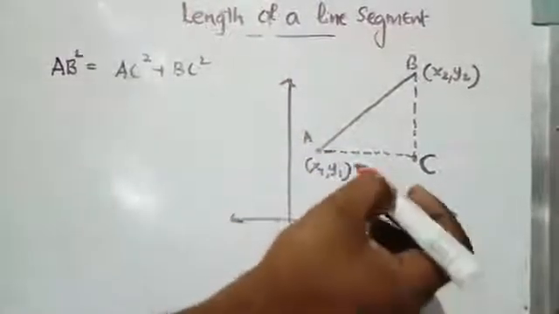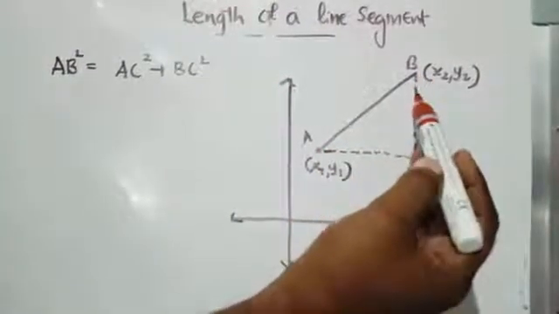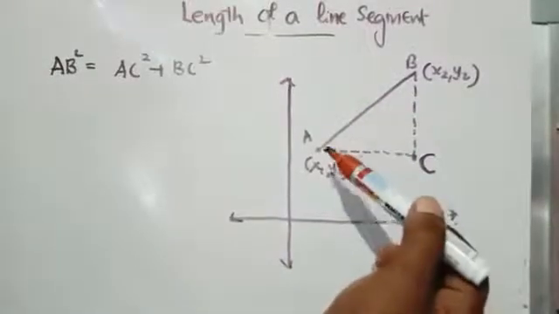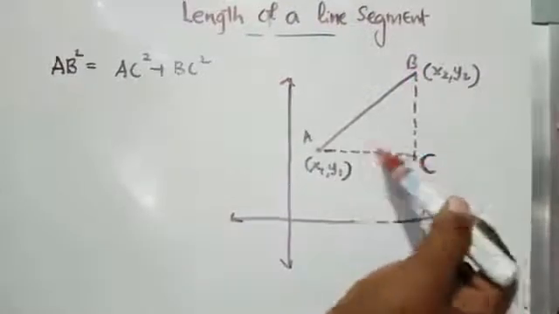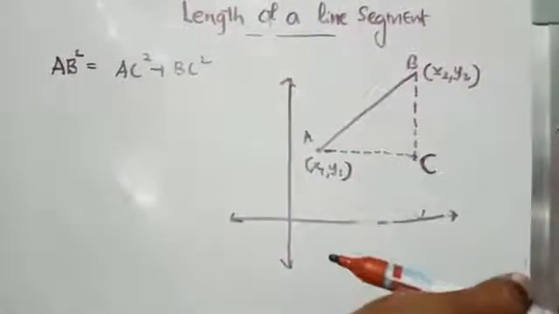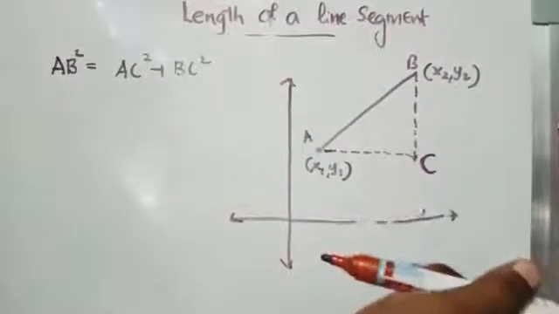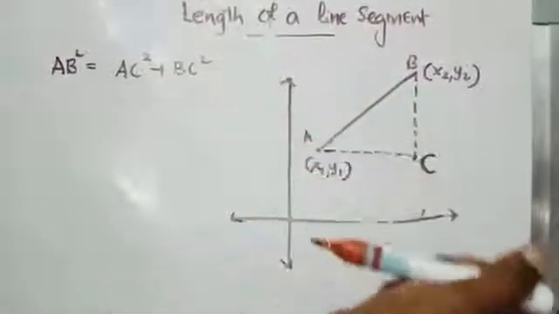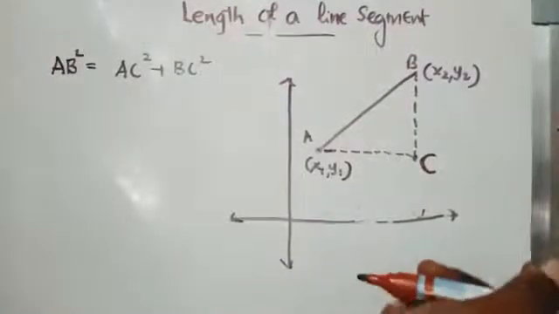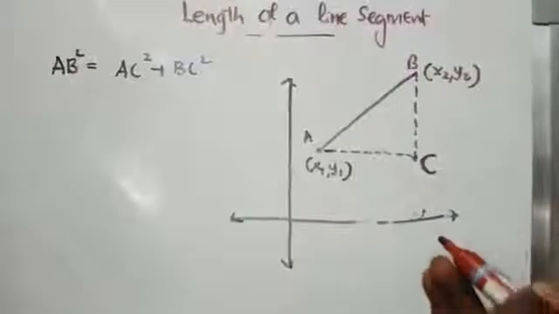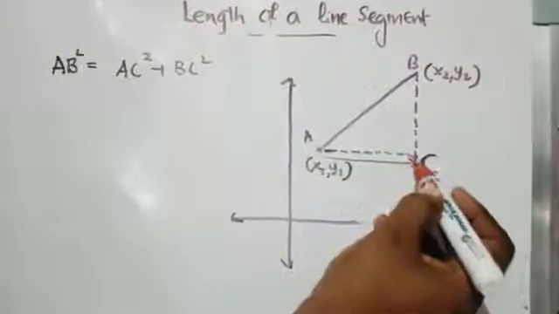Now let's find this length AC. We do not know the length of AC and BC. So according to Pythagoras theorem, if we know the length of AC and BC, we can find AB. That is what is meant by Pythagoras theorem. We use Pythagoras theorem to find the length of the third side when we know the other two sides. Now let's see what is the length of AC.